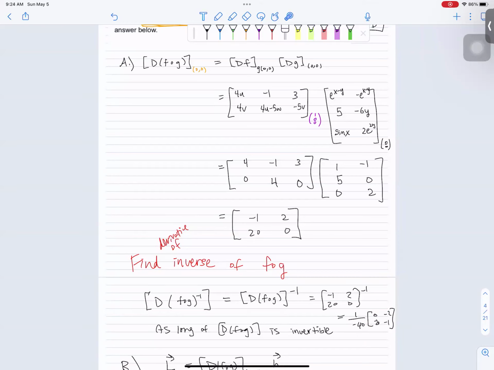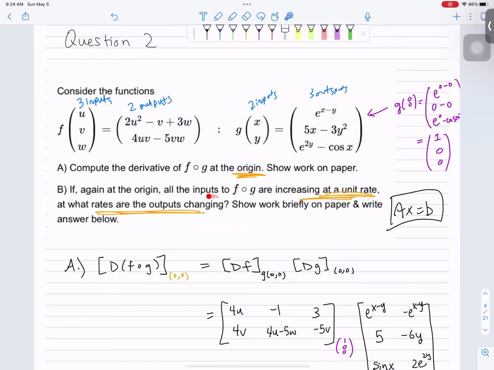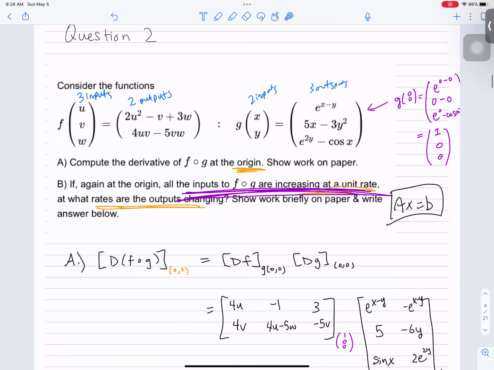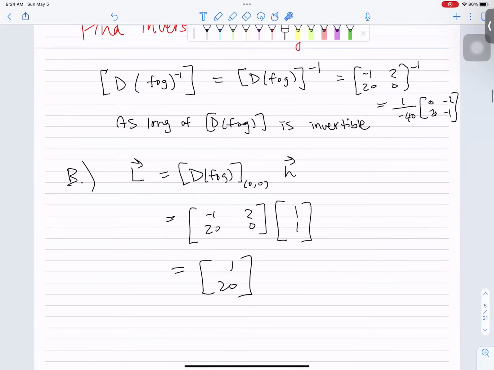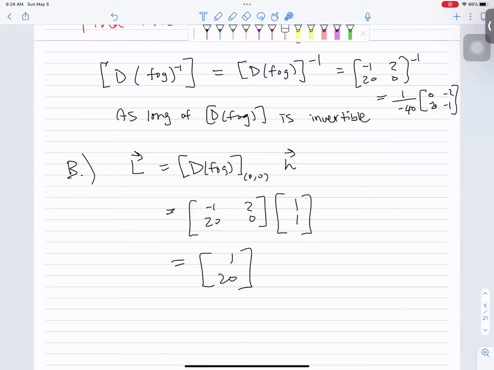Thank you. Can you explain again why we would multiply the derivative matrix by the unit rate to find the rate? Yes, because in part B it says all the inputs are increasing at unit rate. So if all the inputs are increasing at unit rate, unit meaning 1, that means my inputs are all 1. If they told me my first input is changing at a rate of 3 and my second input is changing at a rate of 2, then I would write 3, 2 and do that matrix multiplication and get different numbers. Okay, other questions?